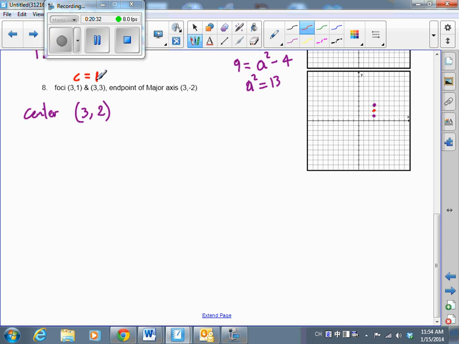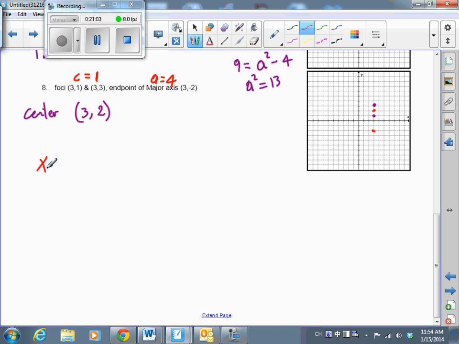What is it? It's vertical. The foci and the vertices go the same way, always. So if the foci is up and down, the vertices will be up and down. Let's go ahead and write the major axis at 3, -2. That means 3, -2. What is the value of A? 4. It's 4.